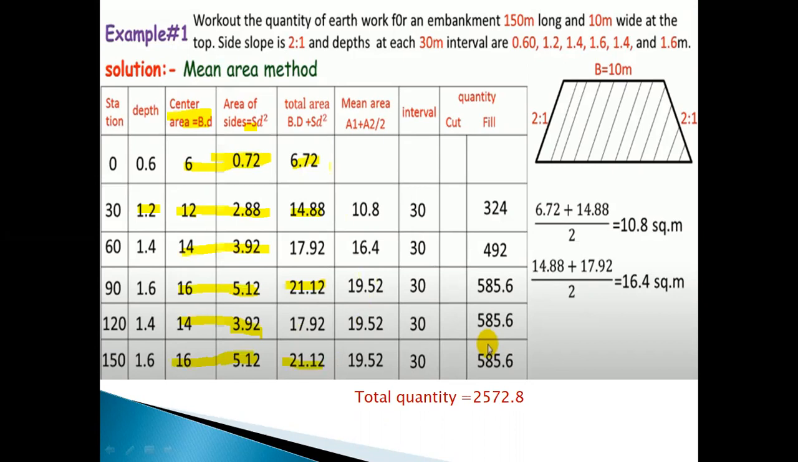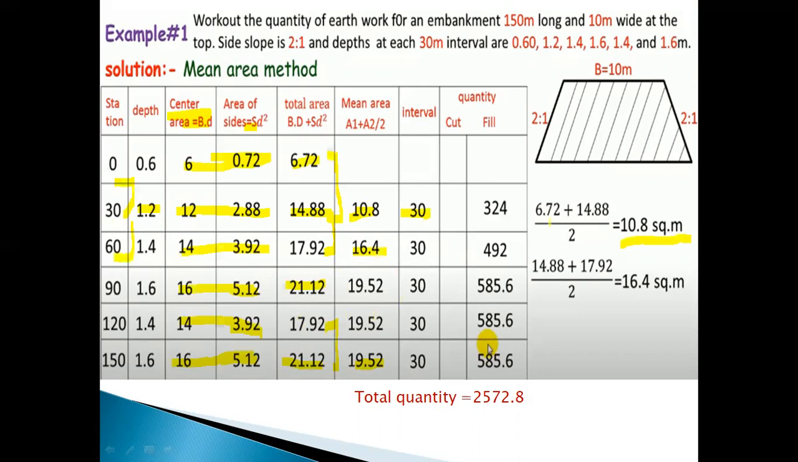Next one, mean area. Mean area means two areas divided by 2. This is 6.72 plus 14.88 divided by 2, which equals 10.80. Next one, the second one, 14.88 plus 17.92 divided by 2, which equals 16.40. Last value, 17.92 plus 21.12 divided by 2, which equals 19.52. Next one, interval: each station interval, 0 to 30, 30 meters. Next one, 30 to 60, interval 30 meters. These are the intervals.